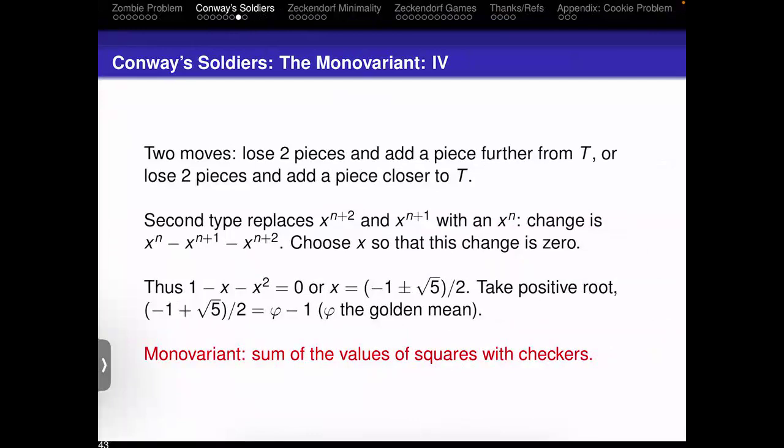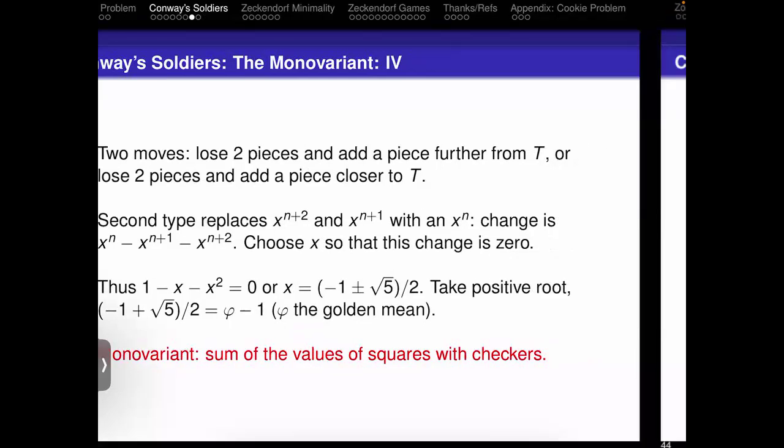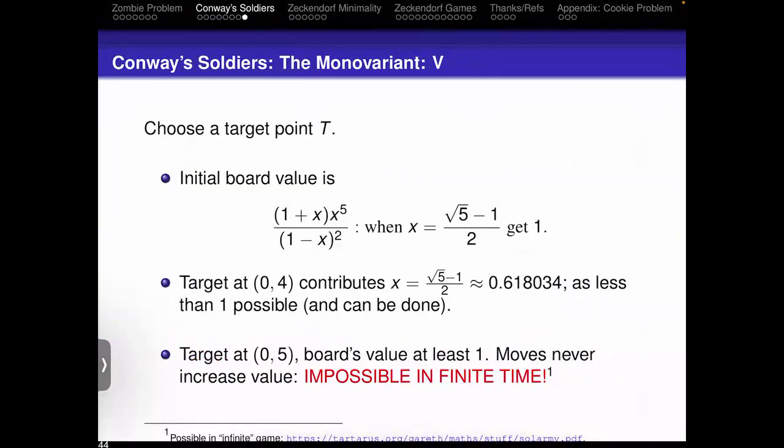And so if we try to solve this, I used x to the 4th, x to the 5th, and x to the 6th. If I used x to the n, it would be the same argument. And so when I solve this, I get x equals -1 plus or minus root 5 over 2. If we take the positive root, it's basically related to the golden mean. And now we have a monovariant. And so when we choose x equals root 5 minus 1 over 2, we get the initial value of the board is 1.